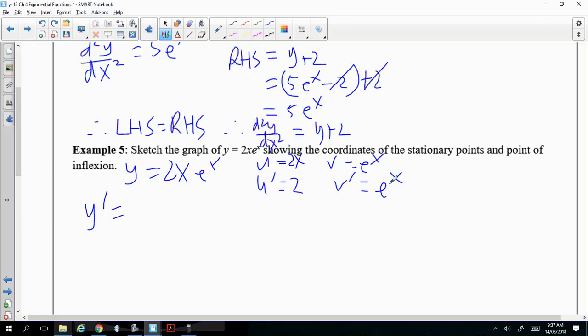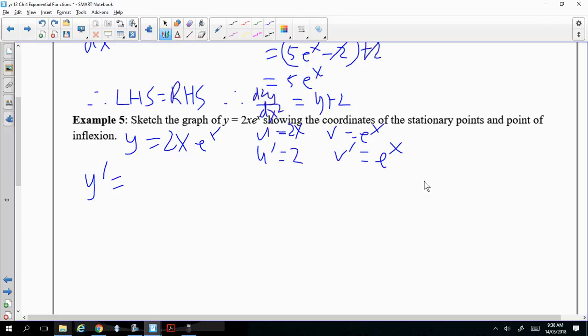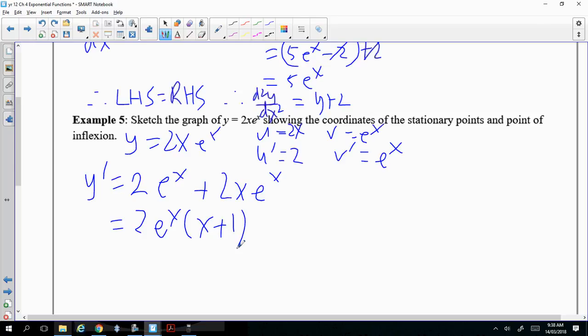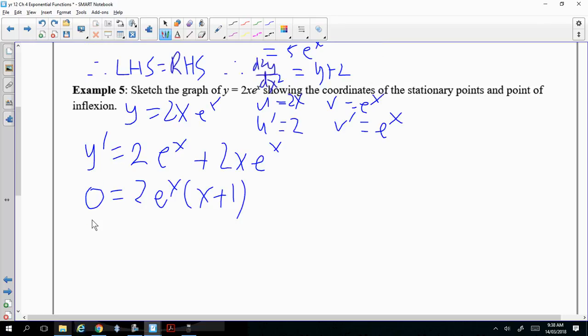All right, let's go through this. So we get the first derivative, which is 2 e to the power x plus 2x e to the power x. And then we factorize the 2 e to the power x out. You get x plus 1. Make that equal to 0 to find the stationary point. So you have two equations. You get 2 e to the power x is 0, or x plus 1 is 0. Now, the first one is e to the power x equals 0 over 2, which is 0.